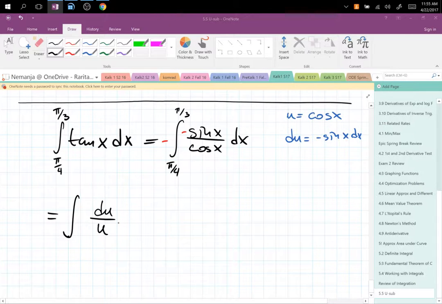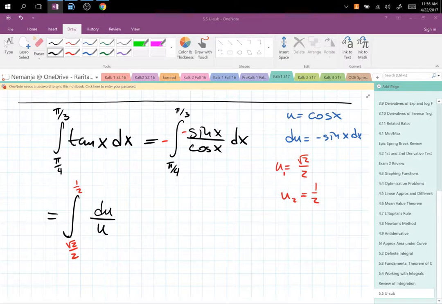Can you help me with these limits real quick? So u1 would be cosine of pi over 4. That's root 2 over 2, very good. And how about cosine of pi over 3? All right, thank you.